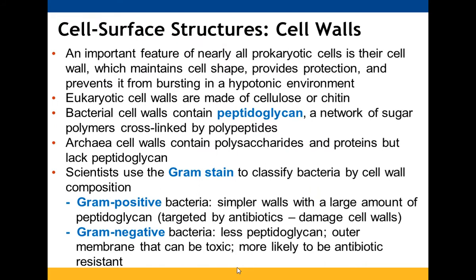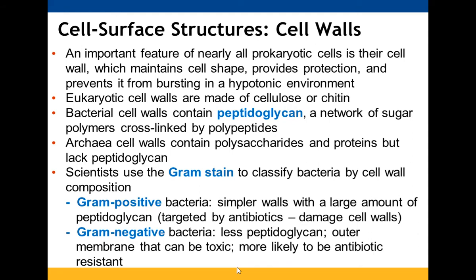Their cell wall is one of the key structures that allows them to survive. We talked about cell walls a little bit when we were covering organelles earlier this year. We have eukaryotes that can have cell walls, your plants and your fungi. They're made of cellulose or chitin. But bacteria cell walls are often made from peptidoglycan, which is sugar polymers linked with polypeptides, with proteins. Archaea cell walls will have polysaccharides and proteins, but they don't tend to have peptidoglycan.